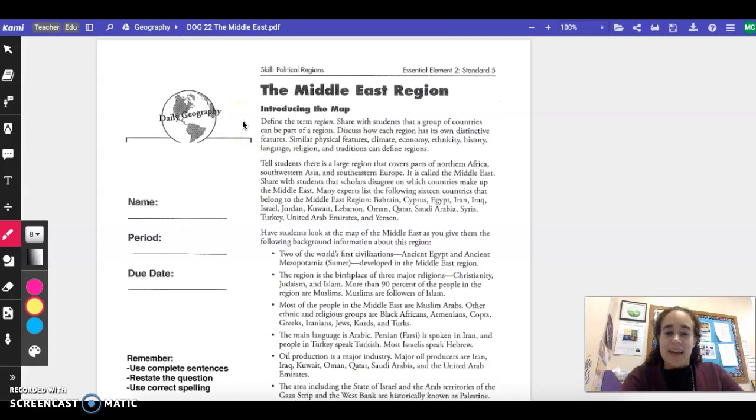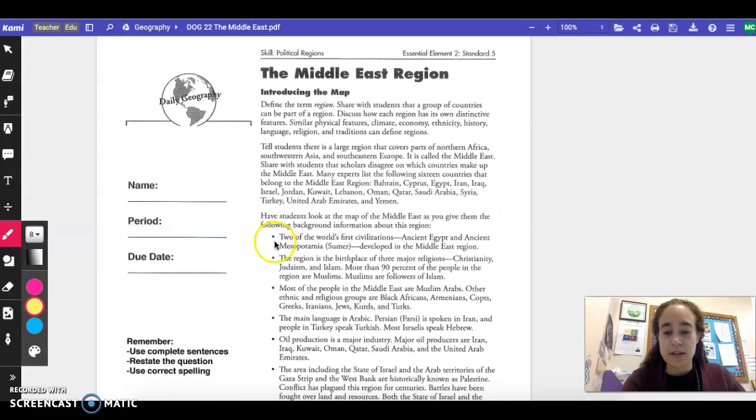Hi everyone. In this week's DOG, you're going to be looking at the Middle East region. In this map, you're going to see a part of the world that we have looked at before when we've been talking about some of these ancient civilizations. We've been talking about ancient Mesopotamia and a lot about ancient Egypt, and those places are in the Middle East. And you'll see that those two are actually both mentioned in this background information bullet point over here.